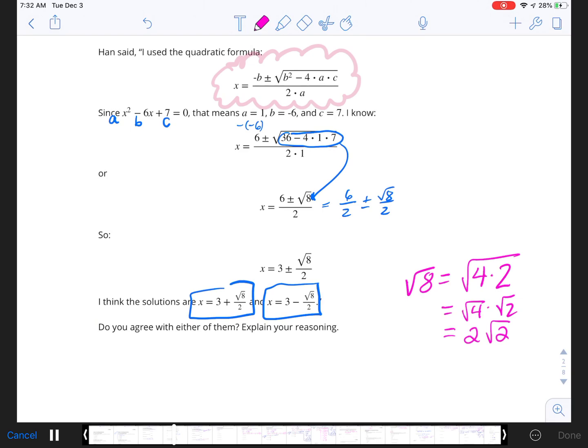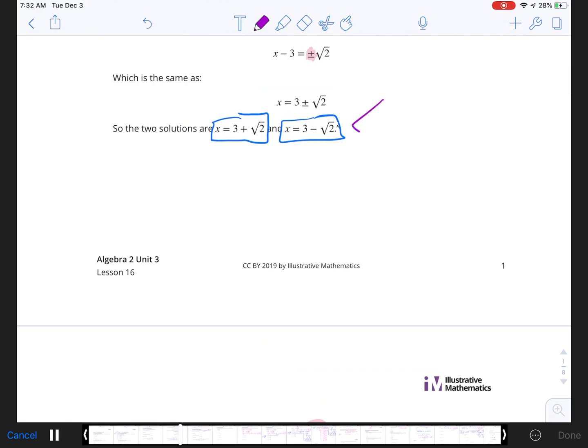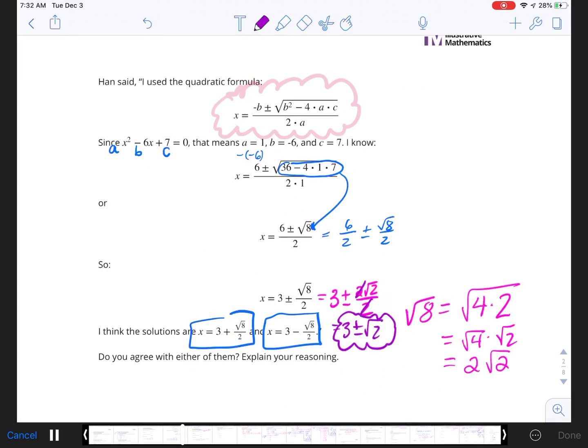If I then rewrite Han's answer, I'm going to get 3 plus or minus 2 square root of 2 over 2. And at this point, the 2's cancel. So that 2 cancels, and I'm left with 3 plus or minus square root of 2. Notice this is the same answer that Elena had. So Han and Elena are ending up with the same answer. They just have different representations of the same answer. They are equivalent. Both of them are correct. They are just at different levels of simplification.